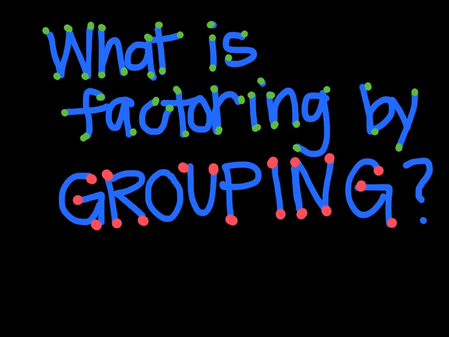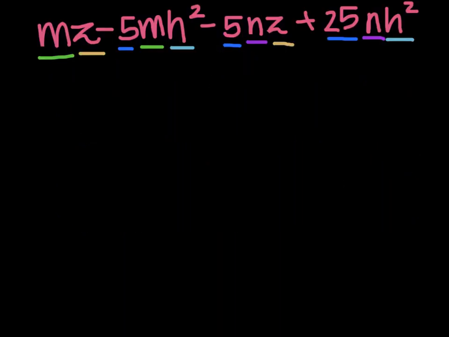Factoring by grouping is when the polynomial does not have a common factor, so you have to divide it into two groups. So first, you have to recognize that the polynomial does not have a common factor. They can't all be divided by 5 because only 3 of the terms contain 5. They can't all be divided by m because only the first 2 terms have m. They can't be divided by z because only 2 of the terms have z, and same with h and n.